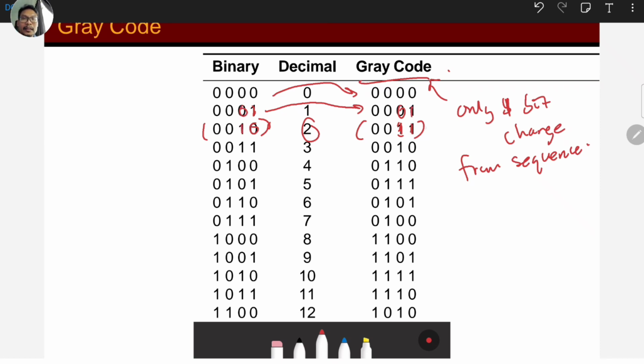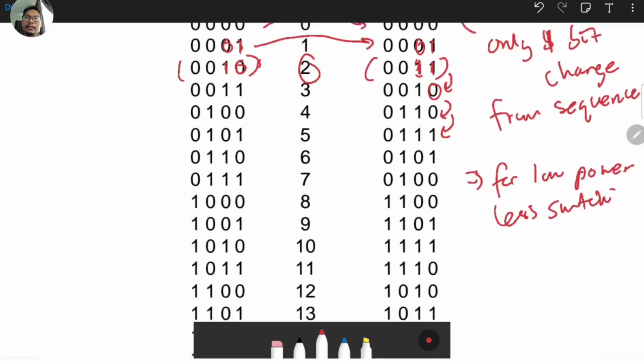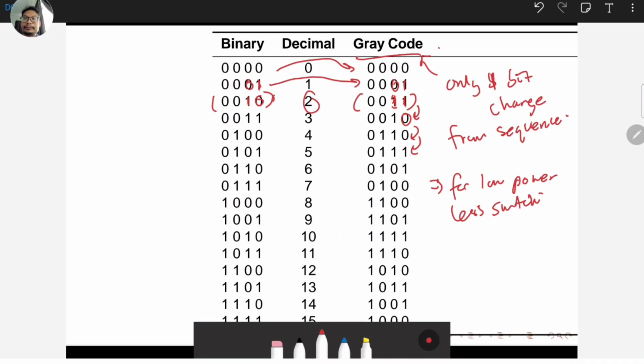Okay, let's see, going from 2 to 3, we see only a 1 bit change. Okay, 1 to 0, this one maintained, and here also we have a 1 bit change. The idea is 1 bit change as we go from one sequence number to another. And the reason for this is low power, less switching. So if you have less switching, we will have a low power system.